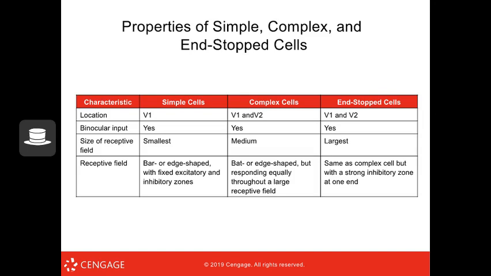The receptive field in simple cells is bar or edge-shaped with very fixed excitatory and inhibitory zones. In complex cells, it is edge-shaped, but it responds equally through a large receptive field. And in end-stop cells, it's the same as complex cells, but with that really strong inhibitory zone.